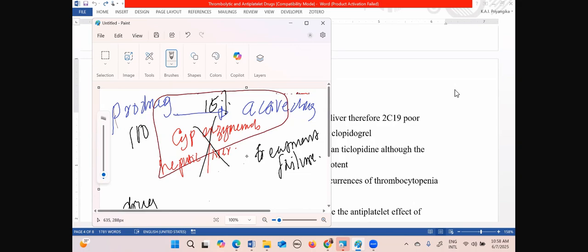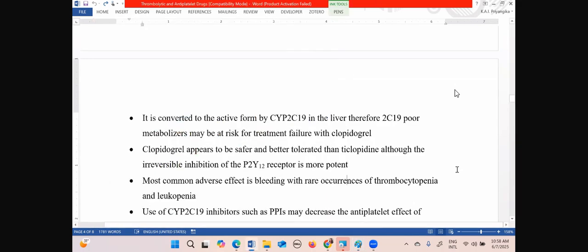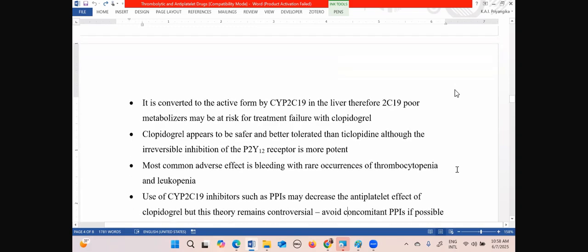Okay. Now, clopidogrel appears to be safer and better tolerated than ticlopidine. This is important: safer and better because it doesn't have a lot of side effects like ticlopidine, and also it is better tolerated.